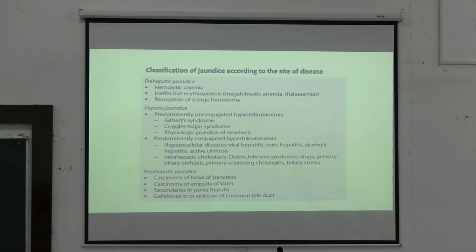Predominantly conjugated hyperbilirubinemia: hepatocellular disease, viral hepatitis, toxic hepatitis, alcoholic hepatitis, active cirrhosis. Intrahepatic cholestasis: number one is Dubin-Johnson syndrome, then drugs, primary biliary cirrhosis and primary sclerosing cholangitis. Post-hepatic jaundice: carcinoma of head of pancreas, carcinoma of ampulla of Vater, secondary in porta hepatis, gallstone or stricture of common bile duct. These are the causes of post-hepatic jaundice.